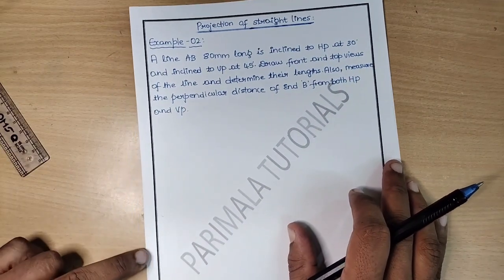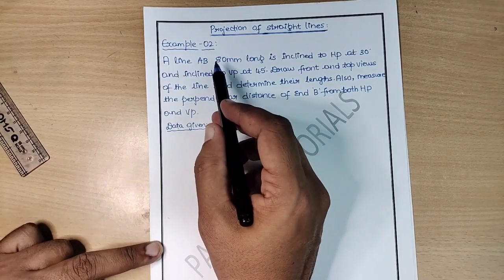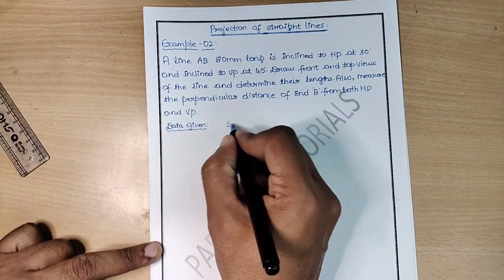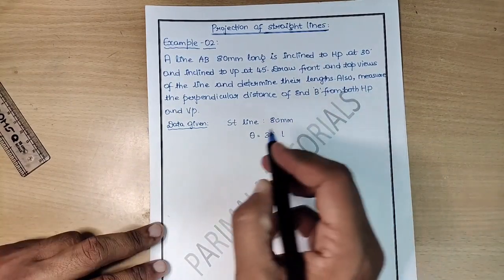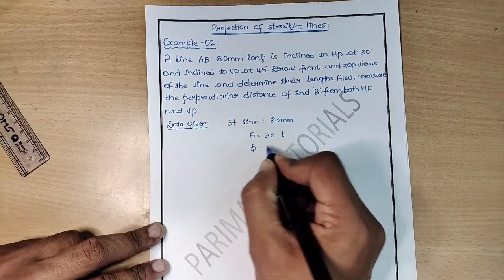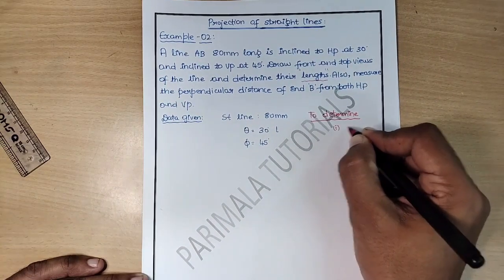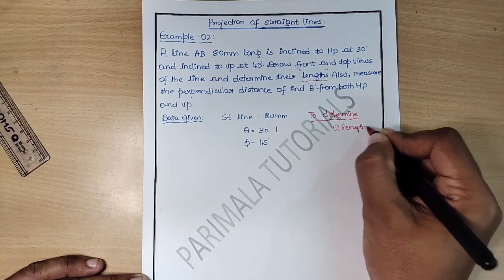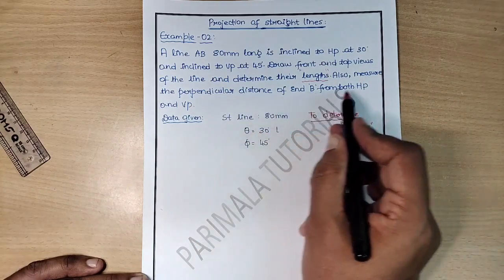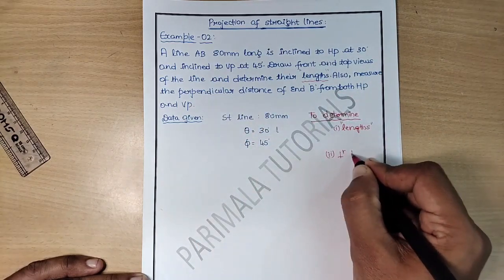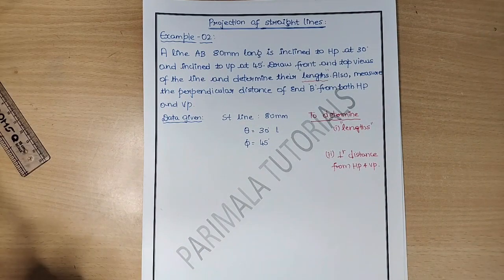Now, let us make a note of what are all the data given in the question. Initially, they are telling there is a straight line 80 mm long. So, for the time being, I will call this one as 80 mm straight line. Theta is equal to 30 degrees and the angle phi is equal to 45 degrees. So, with these two minimum data, we are supposed to determine their lengths. Apart from that, they have also mentioned to find the perpendicular distance of B from both HP and VP. So this is the frame of the question and these are the things we are supposed to find out.